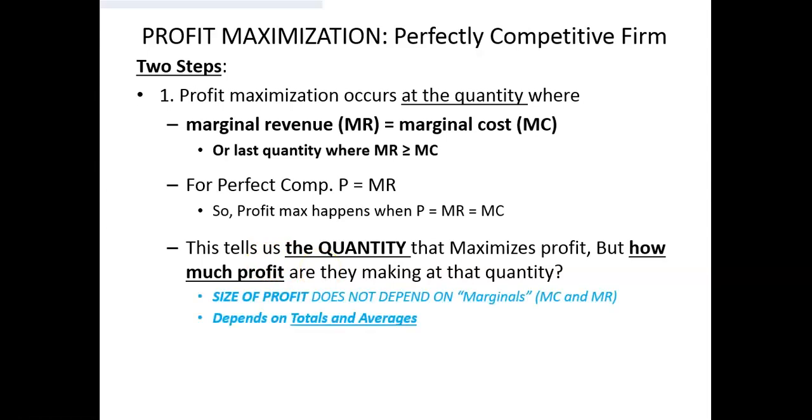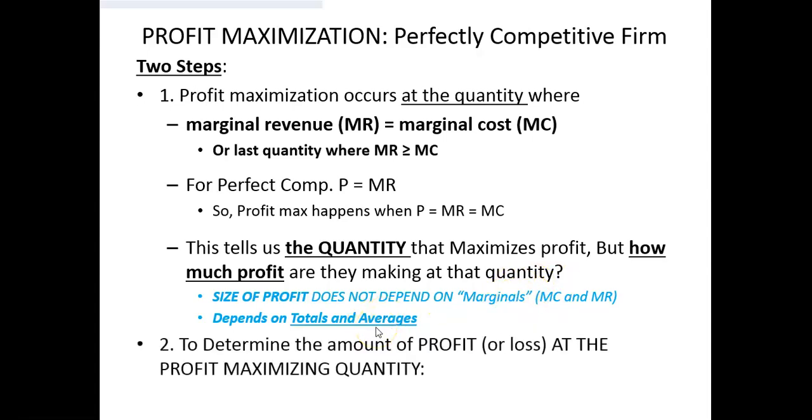Now we have to determine how much profit that is. And as just mentioned, that does not depend upon how much our costs and revenues go up on the last ton. It depends on all of our costs and all of our revenues. So we don't need the marginal information. We need the averages and the total information, because profit is actually calculated as total revenue minus total cost.